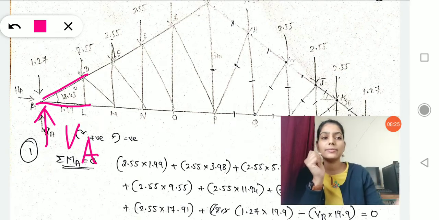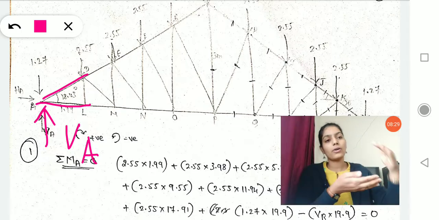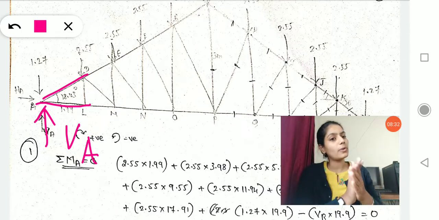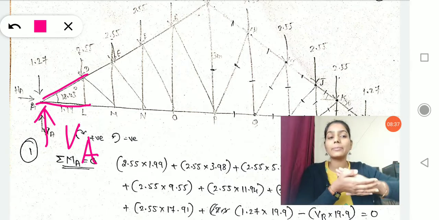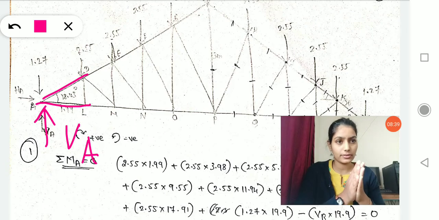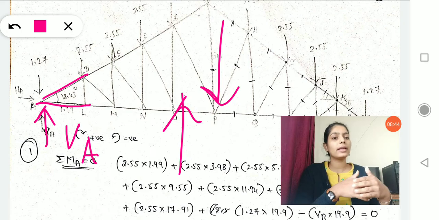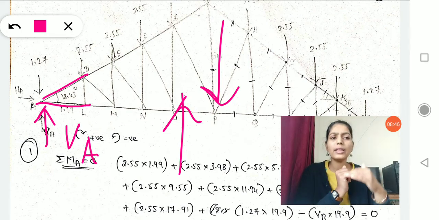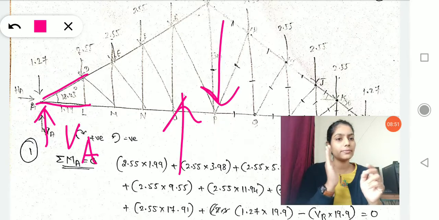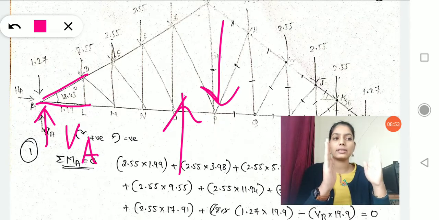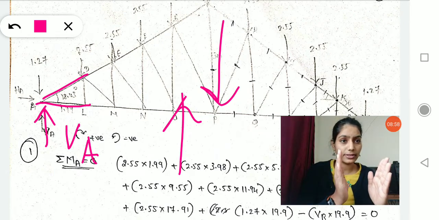In the last session, we calculated VA. How did we calculate VA or the support reaction? All the downward forces will be equal to all the upward forces. All the downward forces coming on our truss will be balanced by all the upward forces. Upward forces, we have only 2 forces: one reaction at support A, other reaction at support B. These are the only 2 upward forces acting on my truss, right?